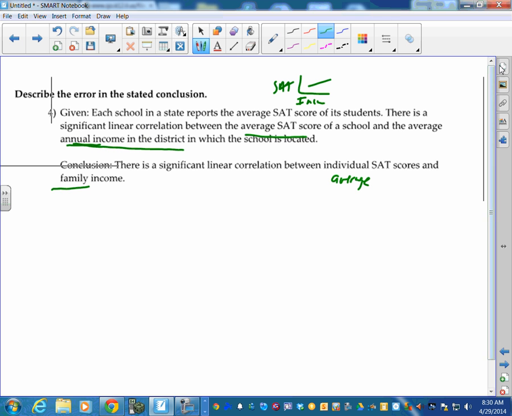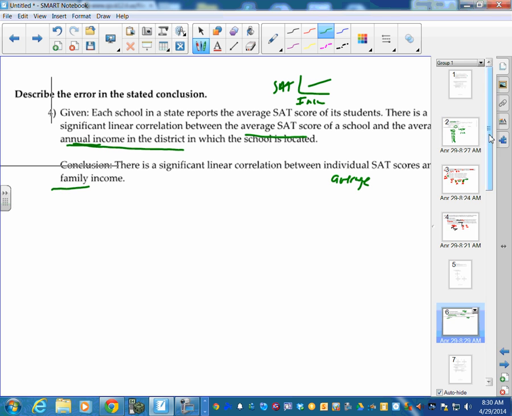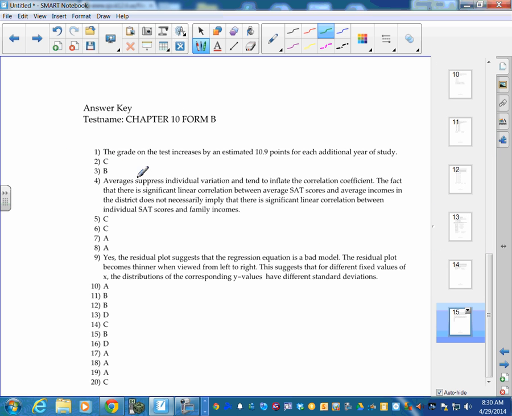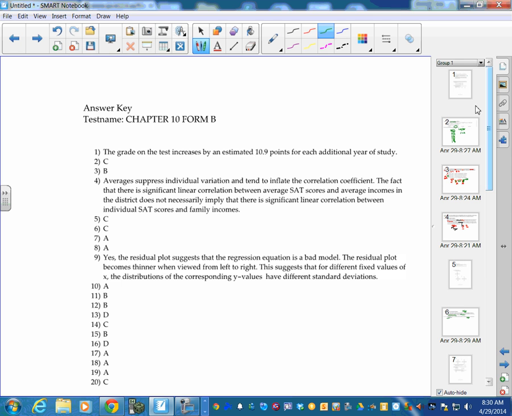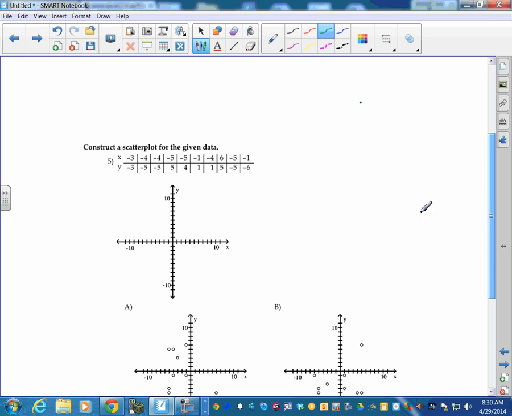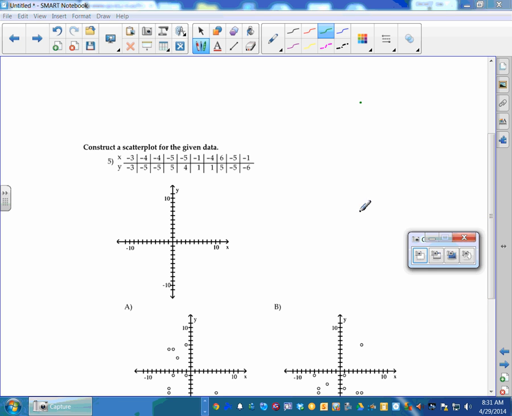Okay? Just out of curiosity, what did they put down at the end for their answer? See if we were close. Same thing? Average is individual, and incomes does not necessarily imply a linear correlation between family incomes. Okay, so we're pretty close. All right, number 5, scatter plot. Do this one on your own, start to finish.